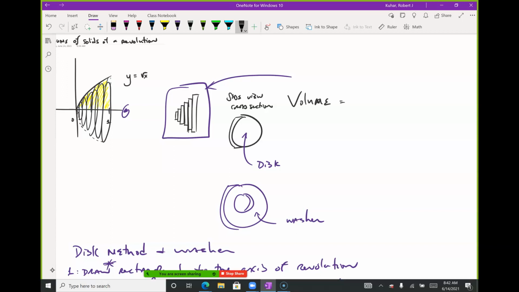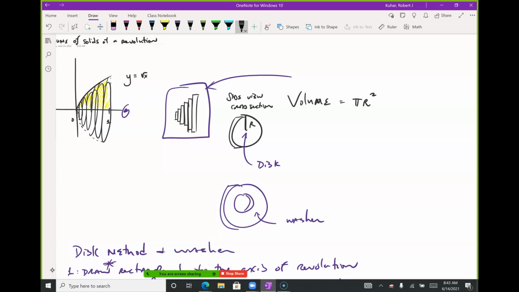Okay, so how do I get my volume? I need 3 dimensions, right? I need 3 dimensions to get my volume. So one I'm going to get from the area of the circle, which is pi r squared, right? And look at r. So pi r squared is the area of the circle.